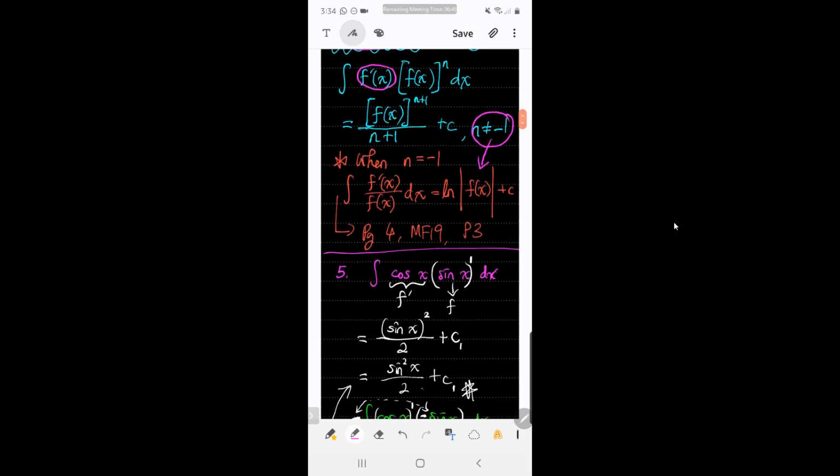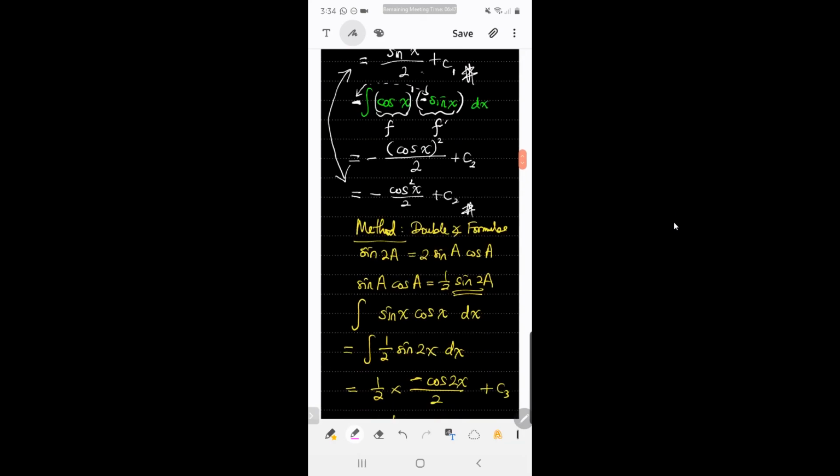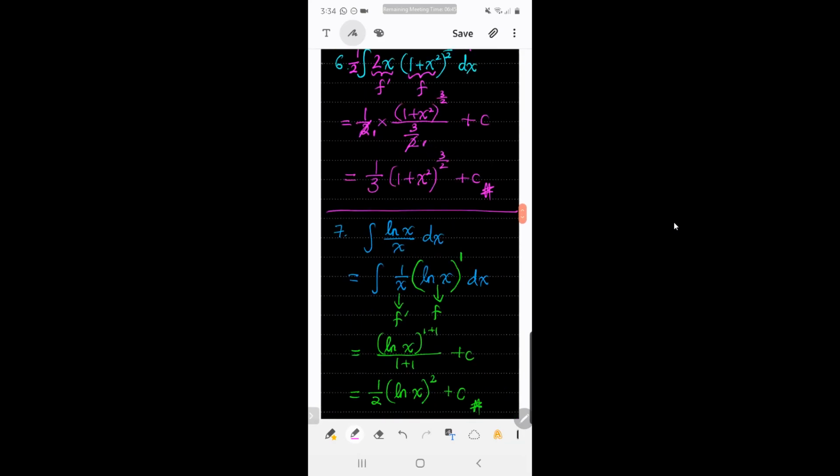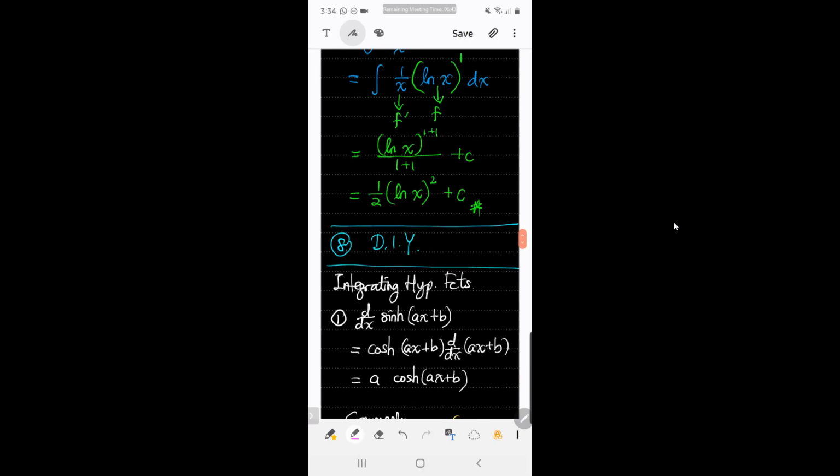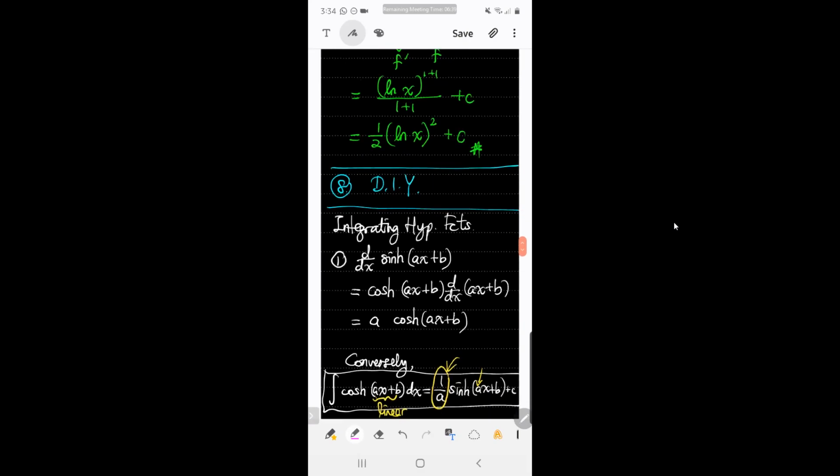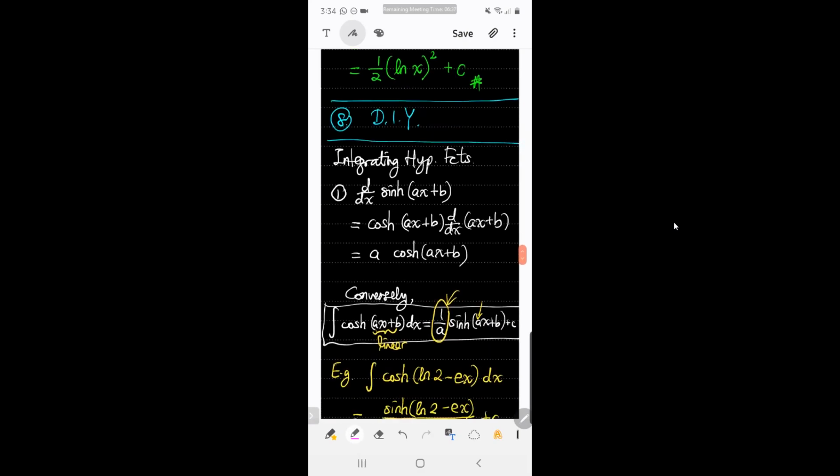Okay, so these are some of the examples, and I expect you to go and do number 3, number 4, and number 8 today. You don't have to send me later. I will give you the answer tomorrow. All these are just easy examples, okay?